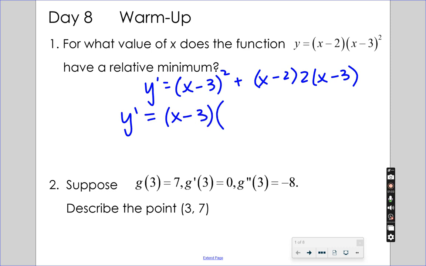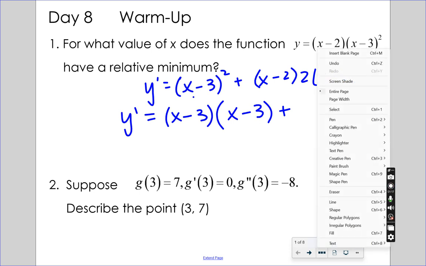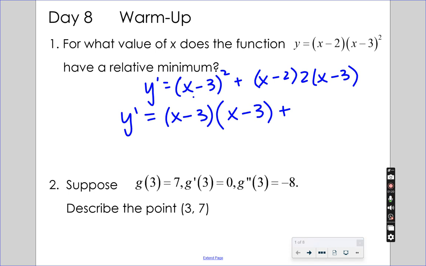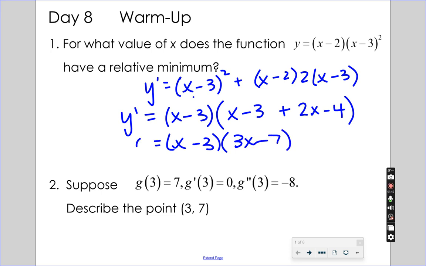When we factor out an x minus 3 from this first term, we'll still have another x minus 3, right? Plus, what are we going to have left from this second term? 2 times (x minus 2). Oh, why did I close the parentheses? Oops, eraser. I didn't mean to put that there. I'm going to go ahead and make it 2x minus 4. Now we can combine like terms here, and then we'll already have it in factored form. So we have (x minus 3) times (3x minus 7) equals 0.